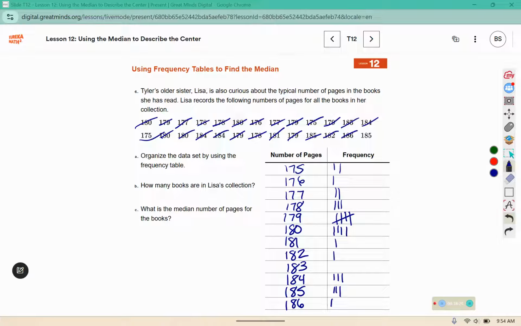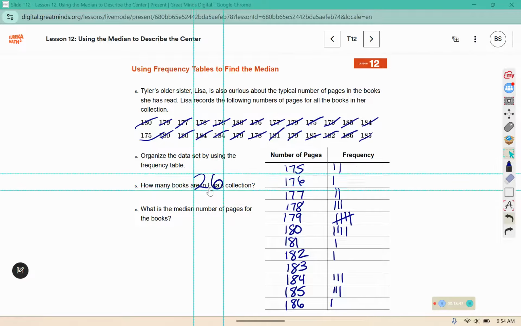How many books are in Lisa's collection? So we have 2, 3, 4, 5, 6, 7, 8, 13, 14, 15, 16, 17, 18, 19, 20, 21, 22, 23, 24, 25, 26. Oops, I put that in the wrong spot.